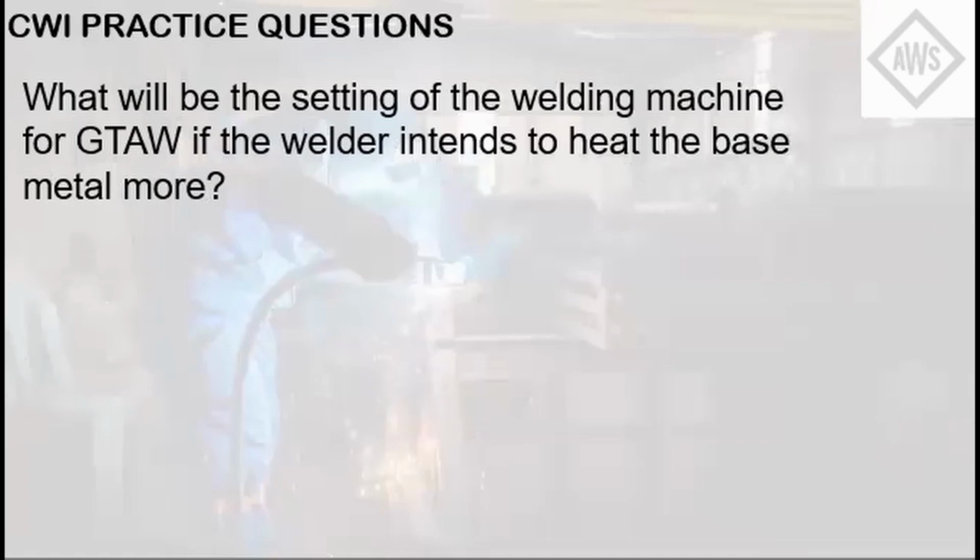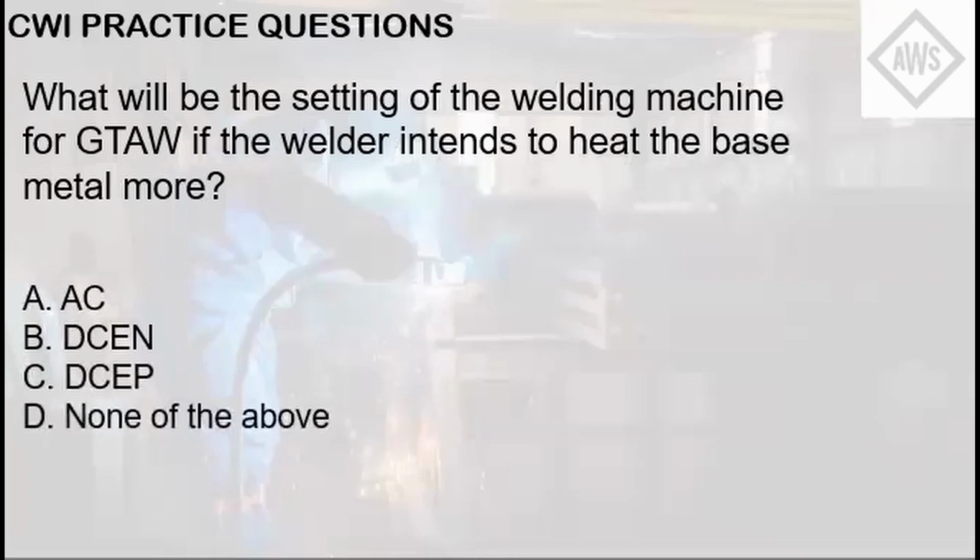Next question. What will be the setting of the welding machine for GTAW if the welder intends to heat the base metal more? Letter A, AC. Letter B, DCEN or DC electrode negative. Letter C, DCEP or DC electrode positive. Or D, none of the above. So, welding machines commonly have what we call the electronegative flow, right? So it flows through a circuit in an electrode negative manner.